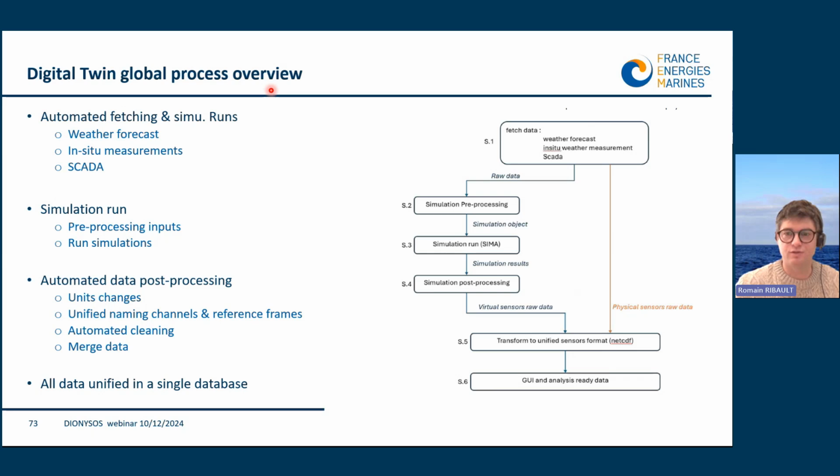So here is an overview of the process we used to compare model versus sensors. So first we automated all the process, and first we recover some sensors data. So weather forecast as a backup, but also in situ measurements for wave, wind, current, SCADA data from the turbines and other sensors. And once we get the sensors data, we can run some simulations.